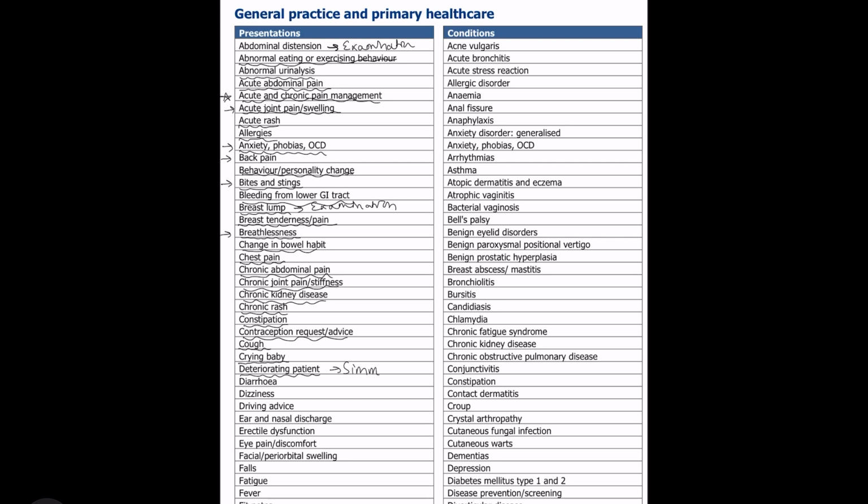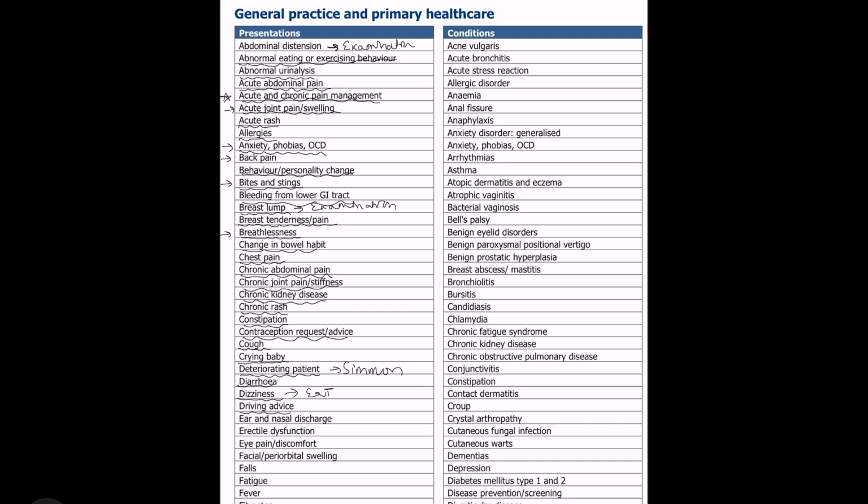Deteriorating patient, this is mostly in the Simmons stations. Remember, all the presentations that you get in the non-Simmons stations are always stable, not deteriorating. Diarrhea, we have discussed it. Dizziness is usually associated with ENT.